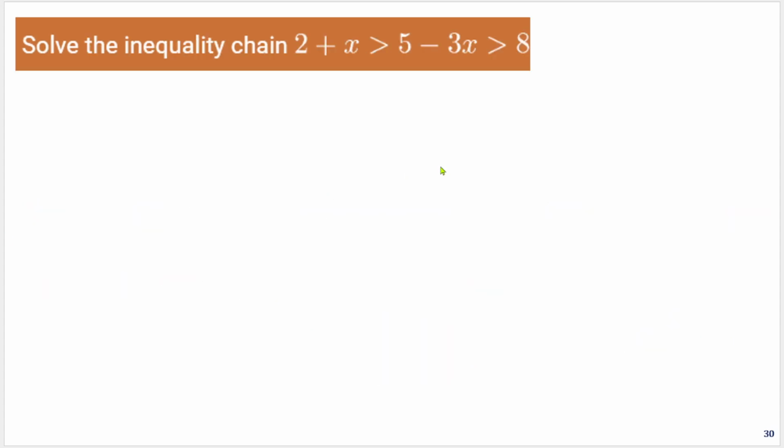This time we have an inequality chain like this: 2 plus x is greater than 5 minus 3x, which is larger than 8. Again, I'll give you 1 minute to consider this question first, and then we'll have a look at the solution together, okay?